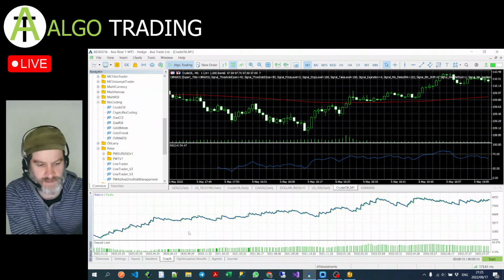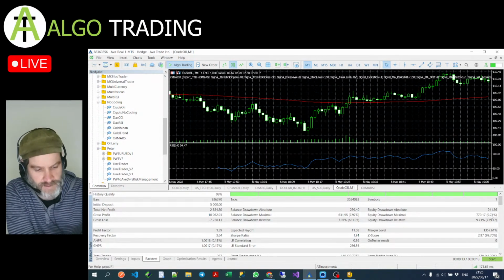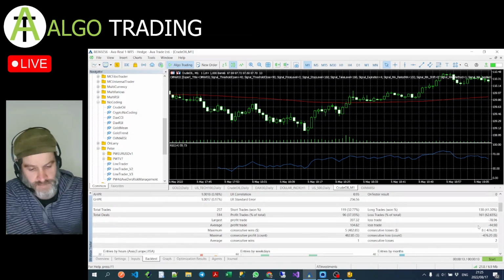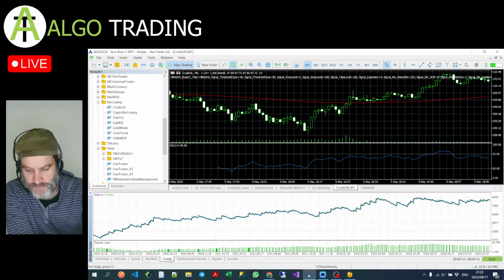Cool. I mean, there's something we could use. Look at the backtest. It's only a 9% equity drawdown. 37% win rate is not great, but if you look at your average profit trade and your average loss trade, it's 2 to 1. So yeah, that's really not that bad. That is something that you could probably use.